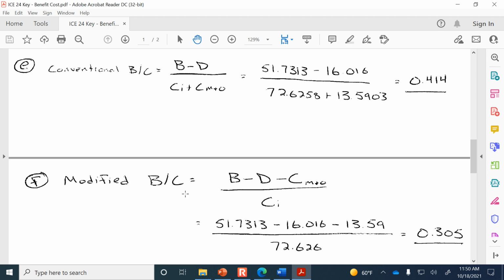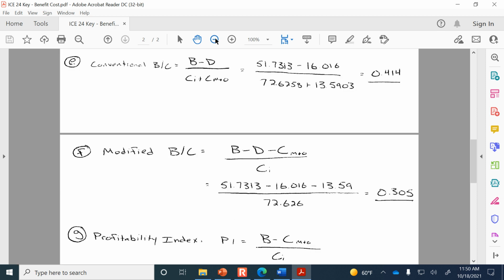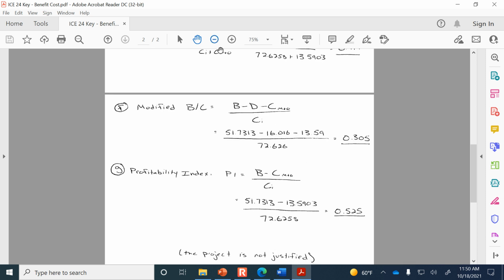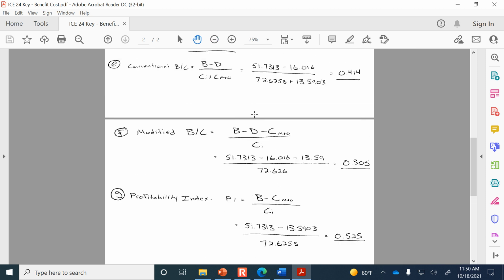The profitability index is likewise pretty meager. The profitability index says that even when you ignore the effect of the disbenefits, the project isn't justified from the perspective of an external partner who can ignore the disbenefits. It doesn't work for them either. So this project is a big thumbs down all around.